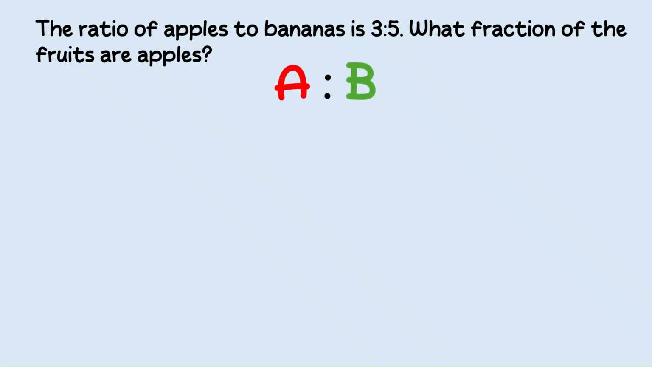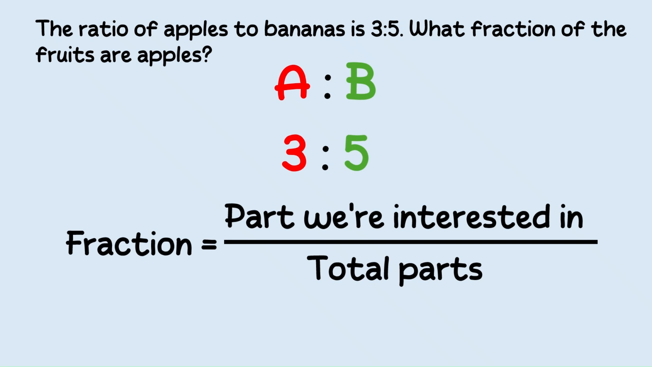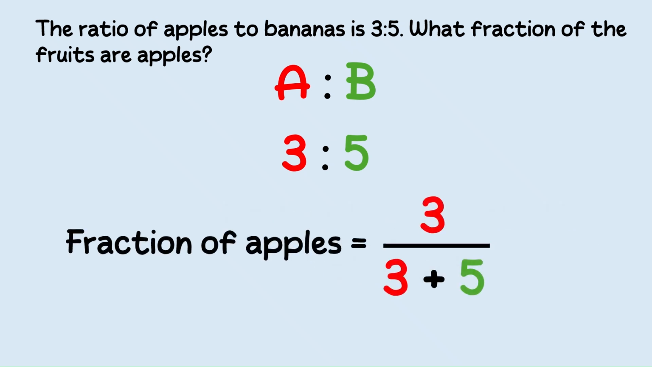To start off, I'm going to write my ratio as A to B for apples to bananas, which is 3 to 5. To turn this into a fraction, I need to write the parts of the ratio we're interested in, in this case the apples, over the total number of parts. This would give us a numerator of 3 and a denominator of 3 plus 5. We can then perform the calculation for the denominator, which gives us an answer of 3 over 8.